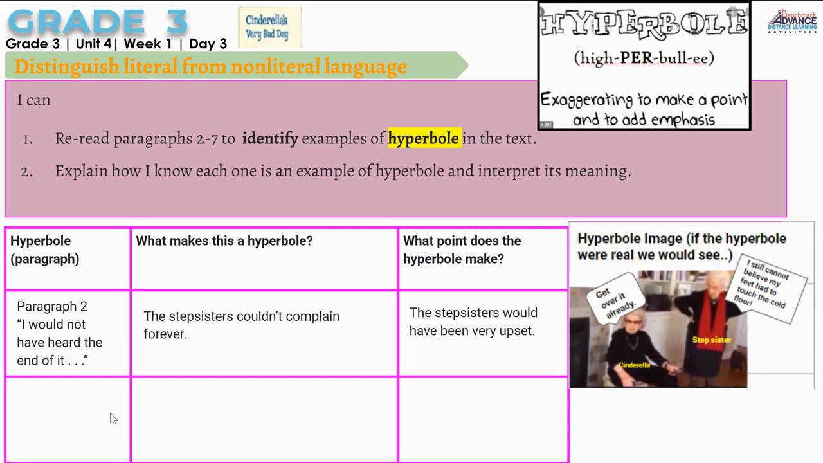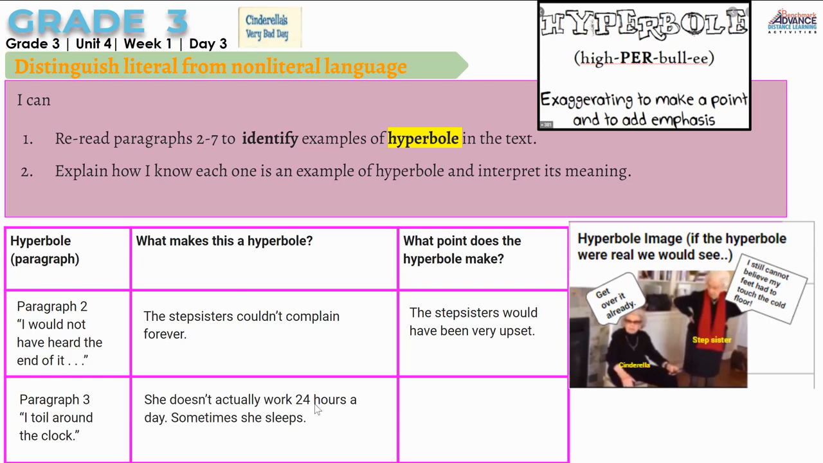Now let's do the second one that I underlined, and that was found on paragraph 3, and it was, I toil around the clock. What makes this a hyperbole? Why is it an exaggeration? Well, it's an exaggeration because Cinderella doesn't actually work 24 hours a day. Sometimes she sleeps. She has to stop, right? She has to stop either to go to the bathroom, to eat, or to sleep, or else she would not survive. What point does the hyperbole make? What was meant by her saying, I toil around the clock? She meant that she works a lot. That's what she really meant.